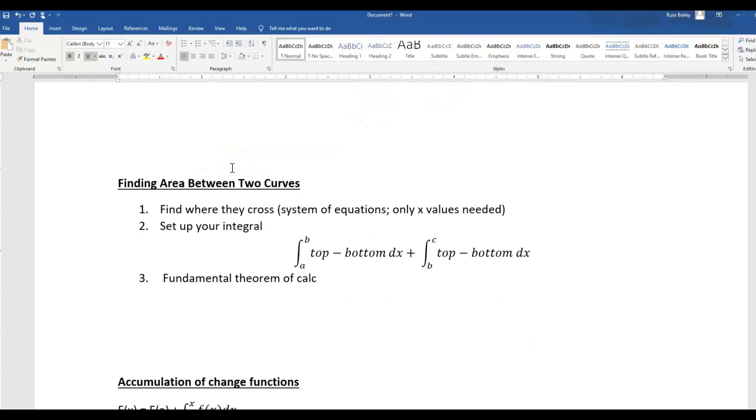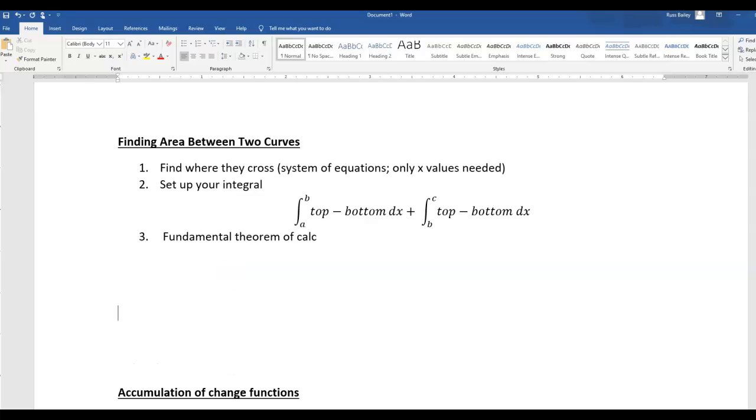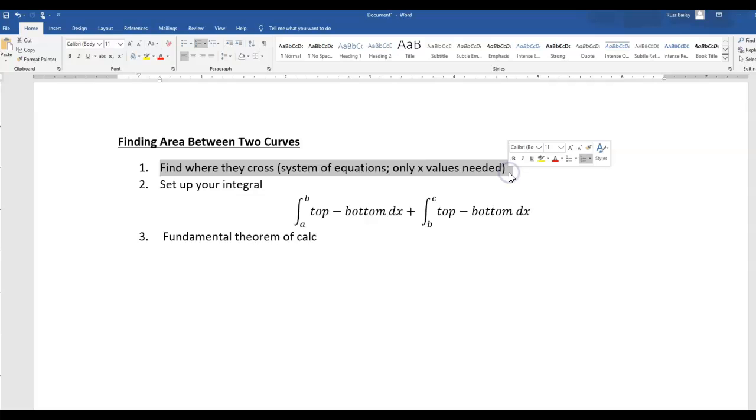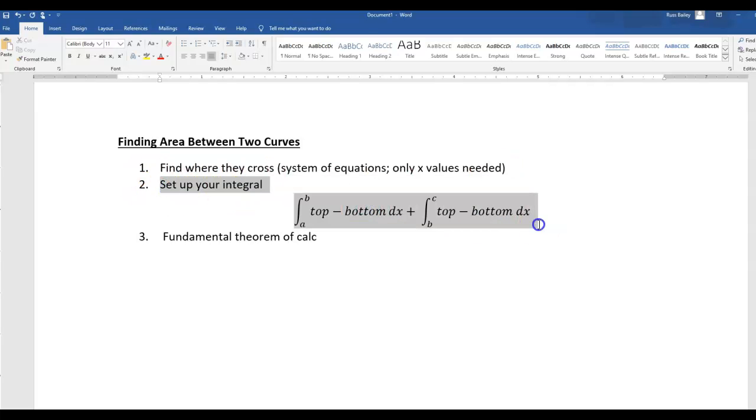So the first topic I want to talk about with you guys is finding area between two curves, okay? So here's the steps. You can take notes or not. It's totally up to you. I'm obviously not checking notes anymore. But this is pretty much the gist of it. You got to find where your two curves are crossing, okay? And what that usually requires is solving a system of equations, or sometimes our graphing calculator can do it for us. The next thing you're going to do is set up your integral.